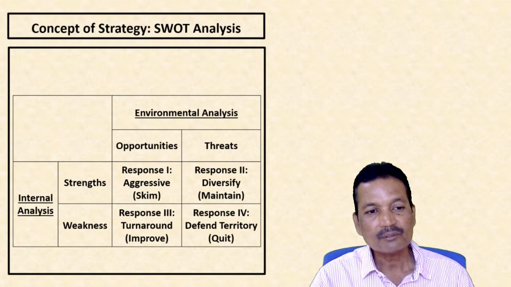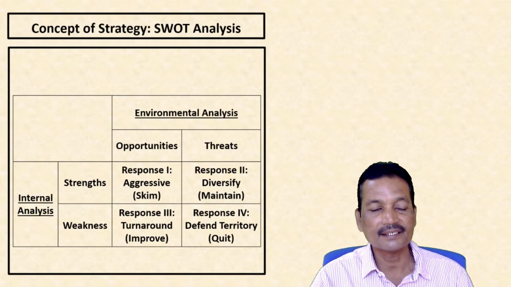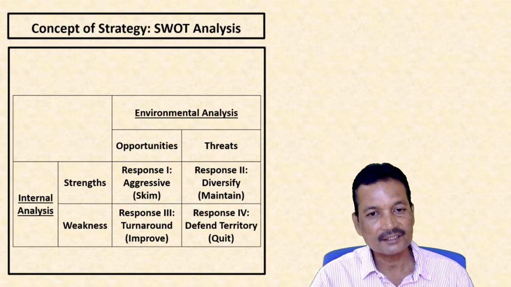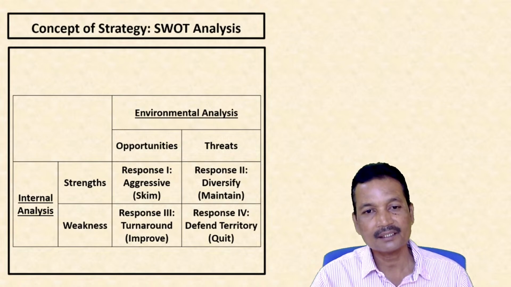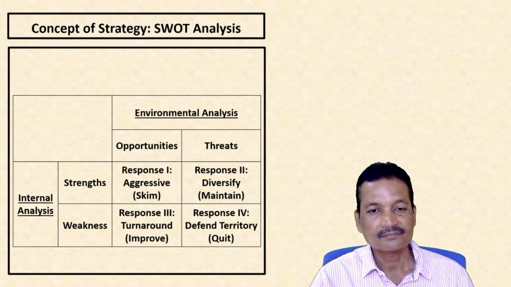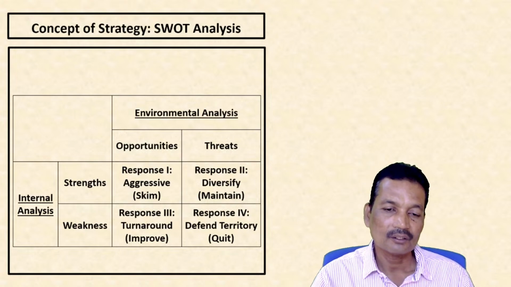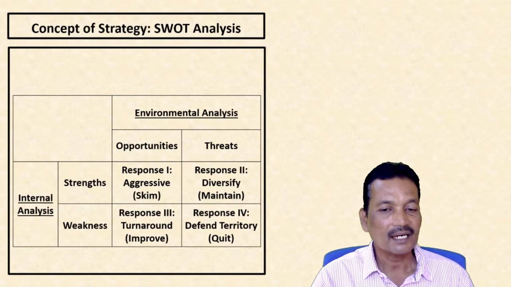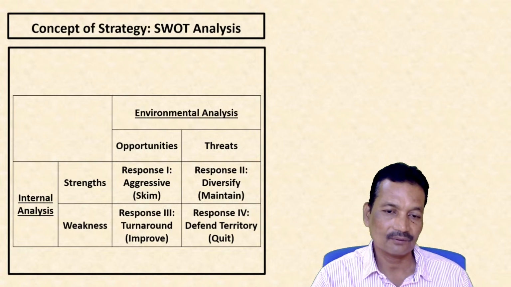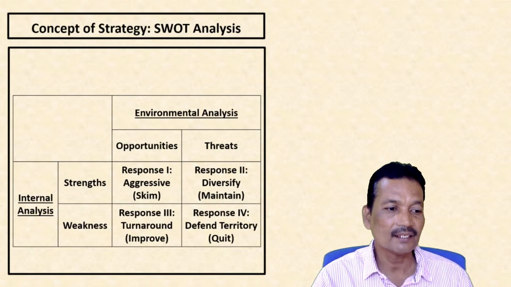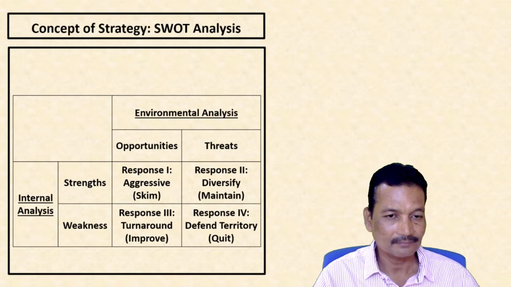Now, when we look at the fourth grid, that means combining the weakness of the organization along with the environmental threats, if both of them become prevalent, then response 4, that is, we have to safeguard ourselves. We may be wiped out. That means we try to defend our territory.